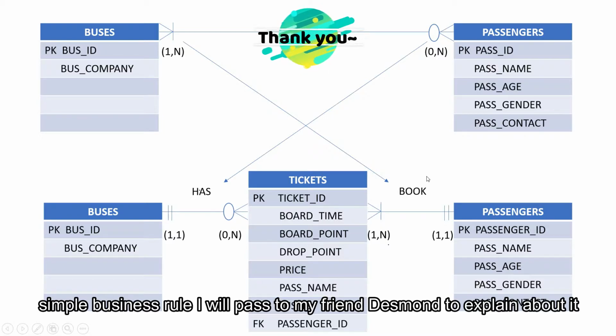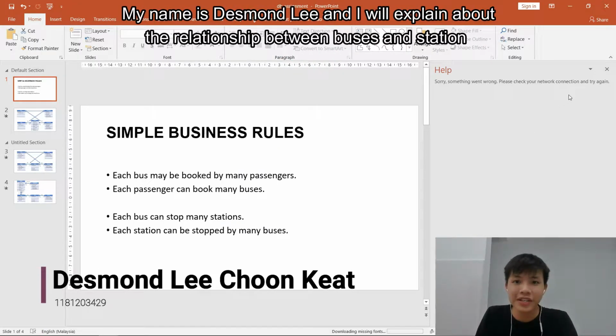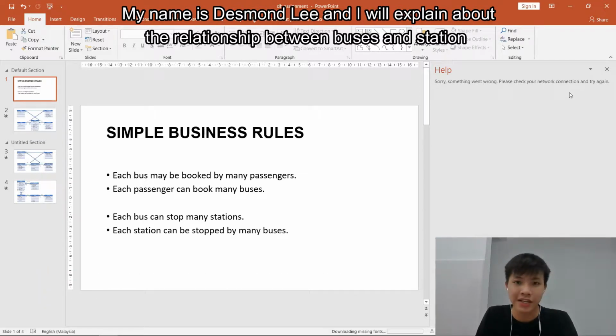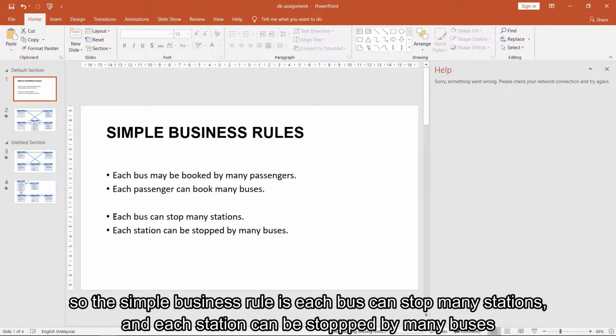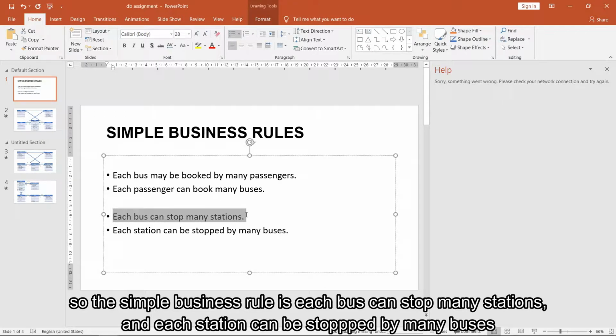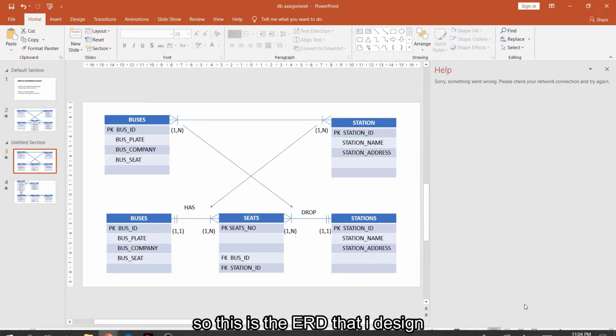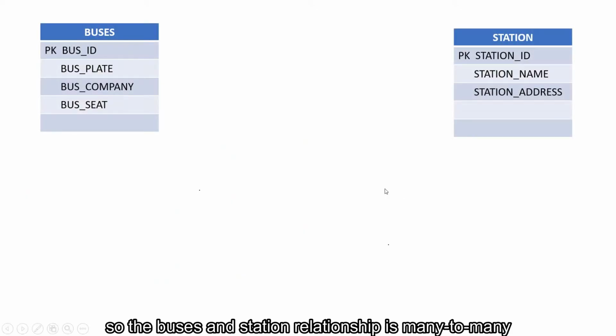Thank you. My name is Desmond Lee and I will explain the relationship between buses and station. So the simple business rule is each bus can stop at many stations and each station can be stopped at by many buses. So this is the ER diagram that I designed. The buses and station relationship is many-to-many.